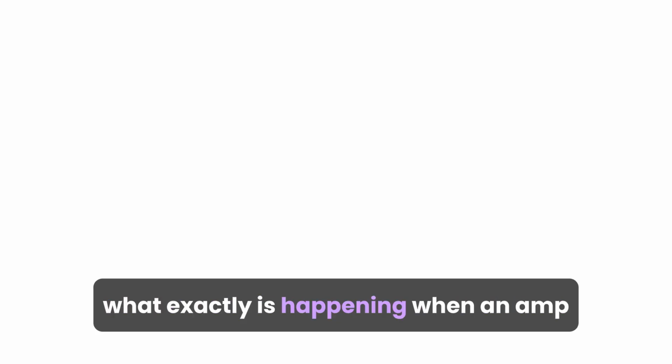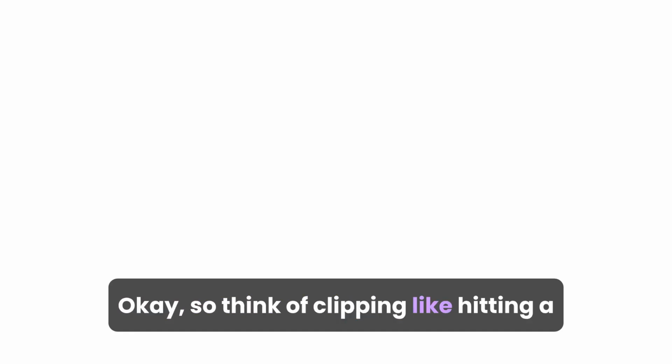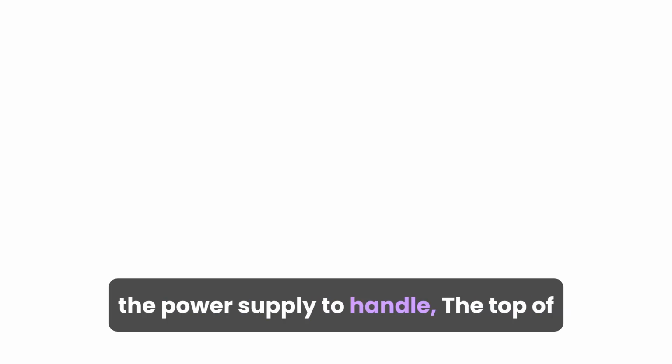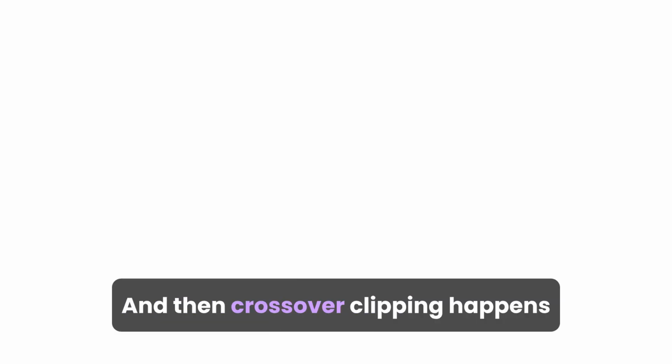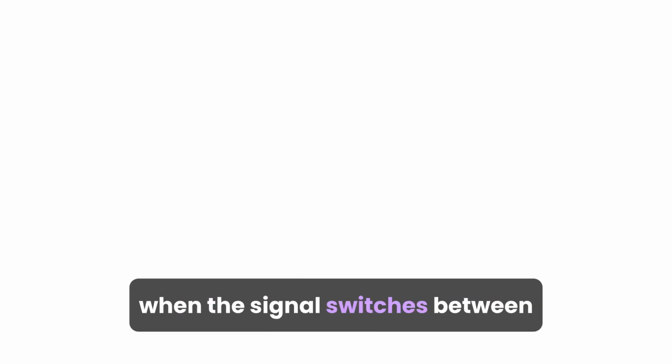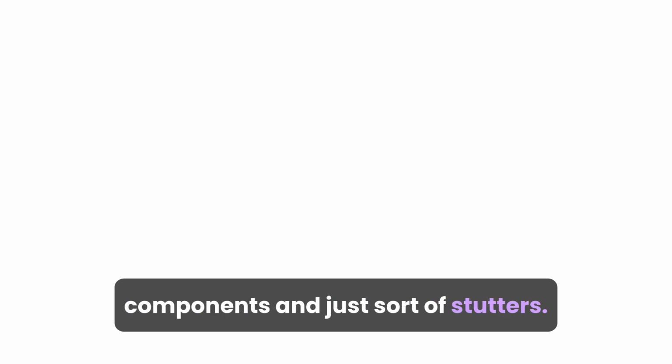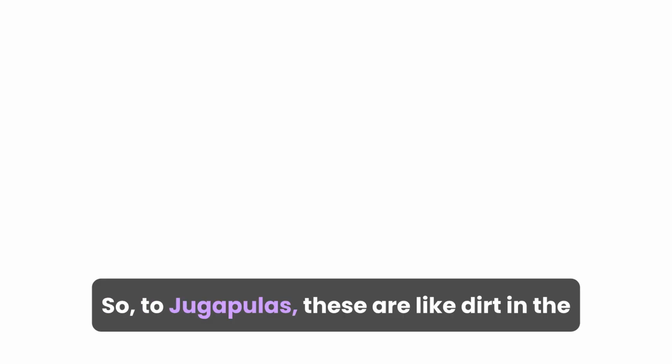Wait, hold on. Before we get too deep in the weeds here, what exactly is happening when an amp actually clips? Okay, so think of clipping like hitting a physical ceiling. If the audio signal gets way too loud for the power supply to handle, the top of the sound wave just literally gets chopped off. Right, it gets clipped against that ceiling. And that creates this really harsh grating sound. And then crossover clipping happens when the signal switches between components and just sort of stutters. Got it. So for Georgopoulos, these are like dirt in the recipe. They just have to go.